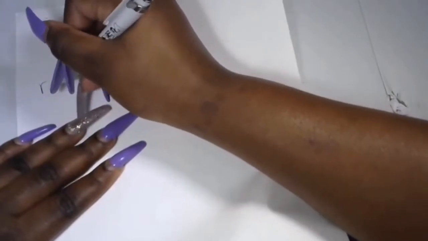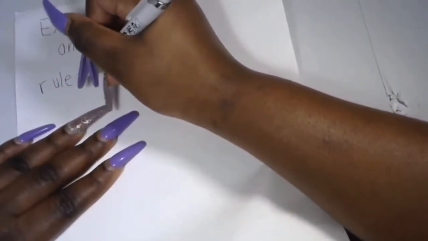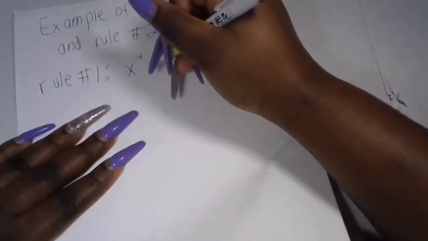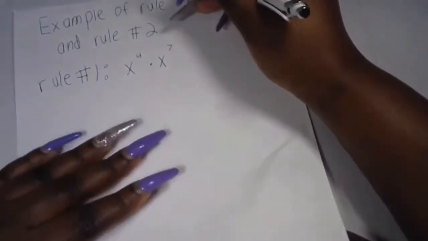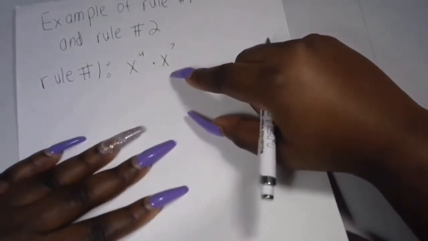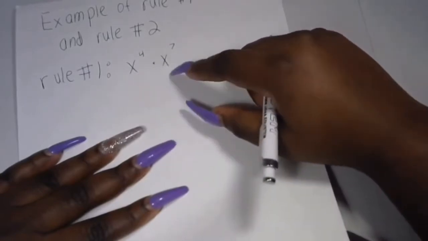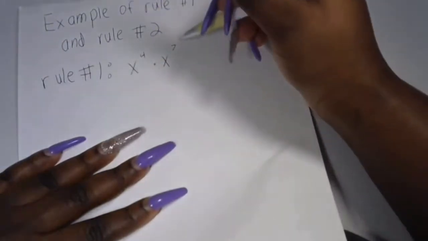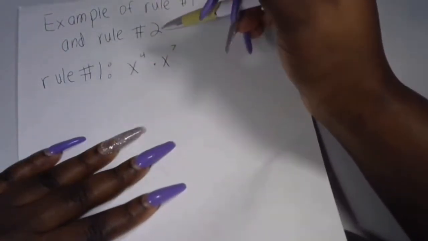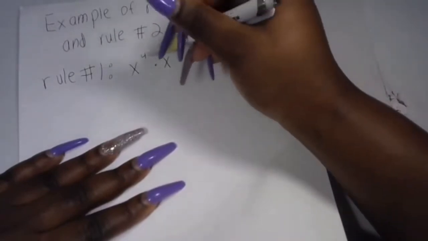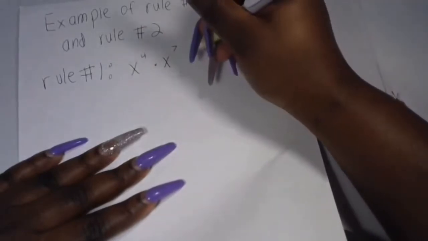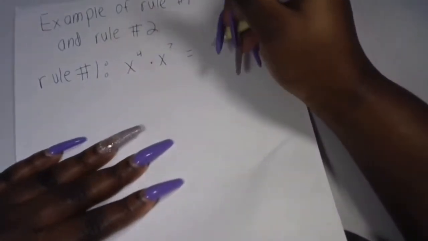So first off, I'm going to start off with rule number 1. Let's say we were to do x to the 4th power times x to the 7th power. As you can see, these are two terms that have the same base, and they're being multiplied. If it's two terms with the same base being multiplied by each other, you can add the exponents. And also you multiply the coefficients, but here the coefficients are just 1 times 1, so that's still 1x, which is just x.